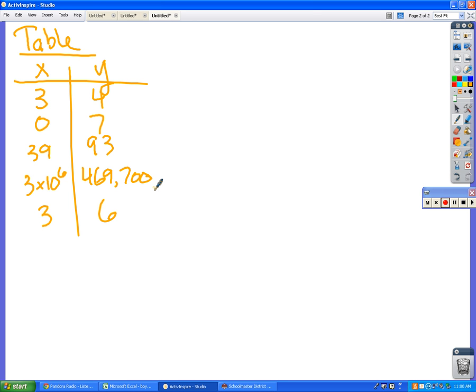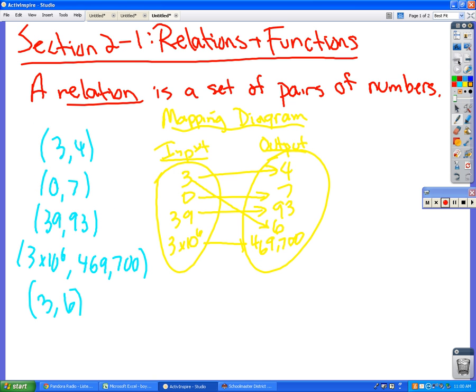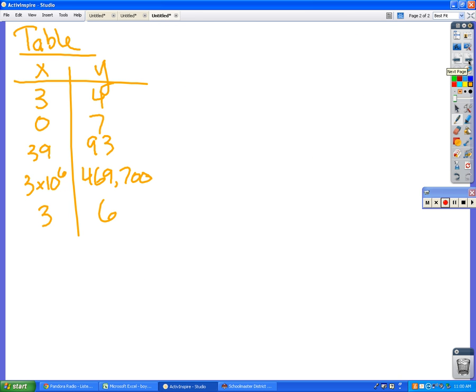Now this one, can I put the y's in numerical order? No, because they have to match up straight across from the x's that they go with. I could mess with the order in my mapping diagram because I used arrows to show who goes with what. But in a table, you assume that the ones right next to each other go together, so they have to stay where they are.